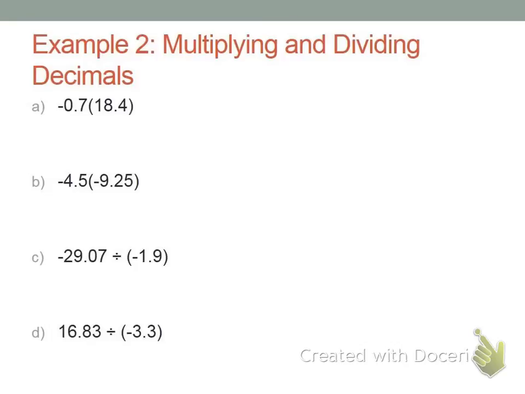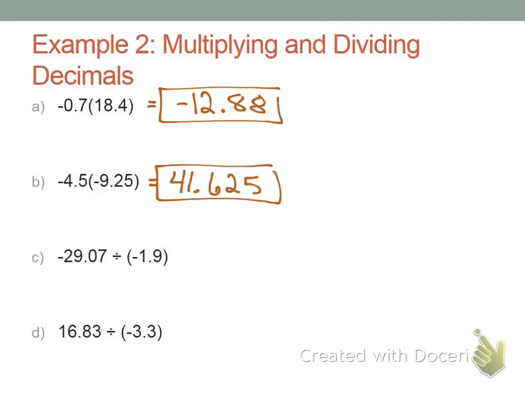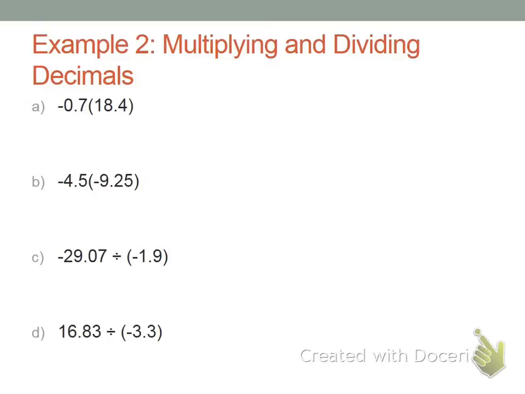Alright, what's the answer to A? Negative 8.48. What about B? 41. Alright, what about C? 53. What about D? 95.1. Alright, good job. It's just a matter of inputting it correctly into our calculators and remembering our rules for positives and negatives.